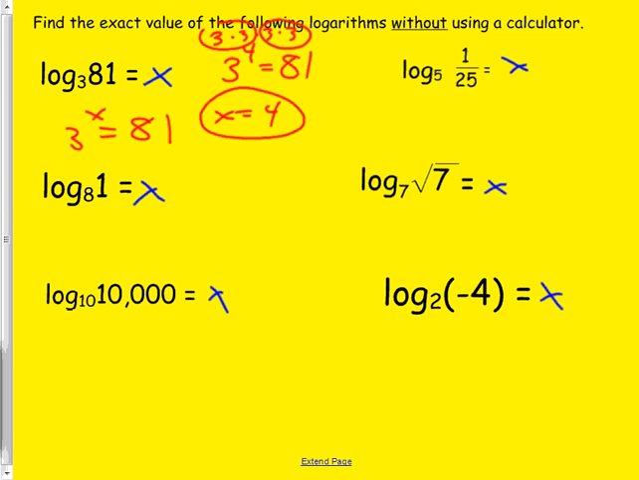Okay? Tell me, Alex, what did you rewrite this as? What to the what equals what? Perfect. 8 to the power of x is 1. And then you just have to think it out. 8 to the what makes it equal 1? 8 to the 0 power. X must equal 0. See, if I put a 0 right here, 8 to the 0 is 1, right? Okay? Miss L, read me what you wrote for this one. What to the what is what? 10 to the x equals 10,000.